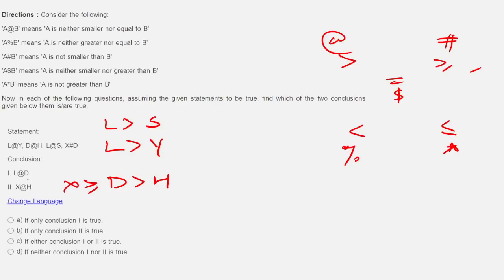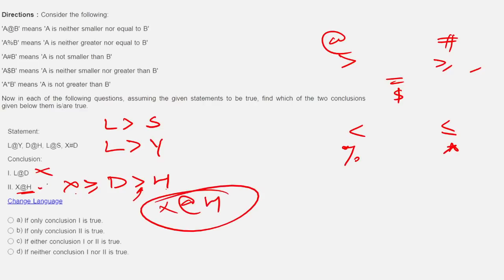So L and D, do I have any relationship? No, absolutely no. X and H, here this sign will dominate, so X is greater than H, so X at the rate of H should be true. Yes, that's my answer. Okay, so with that, we can conclude our today's session.